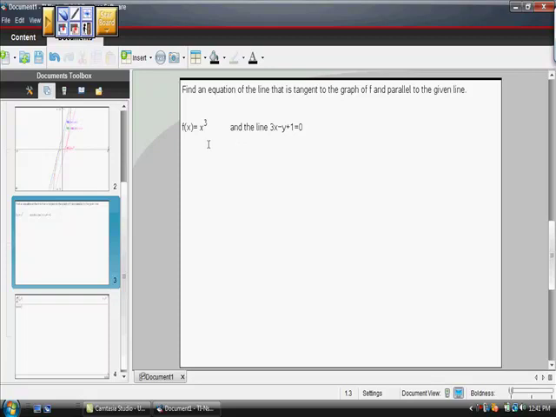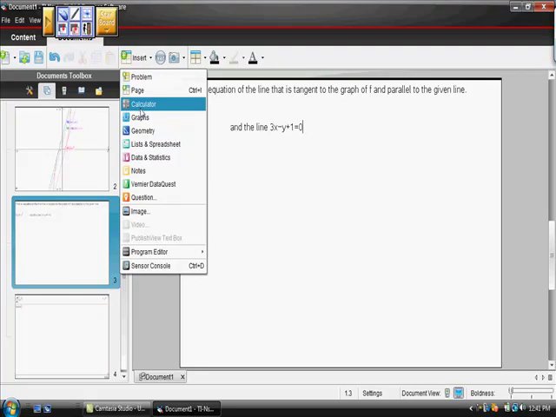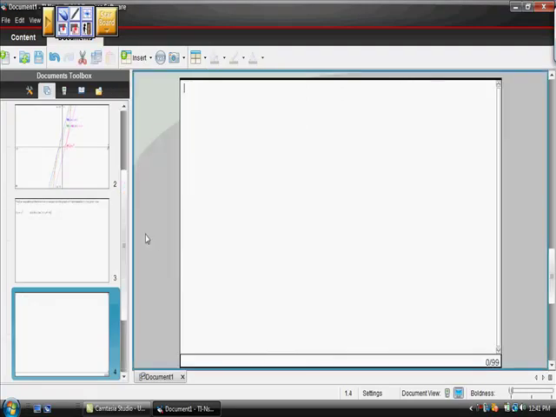Well, let's do this. We want to know where our function has the same slope as this line, and we want the line tangent to the curve at that slope. So the first thing I'm going to do is go to calculator, and I just want to find the first derivative of the function. So what I'm going to do is this.